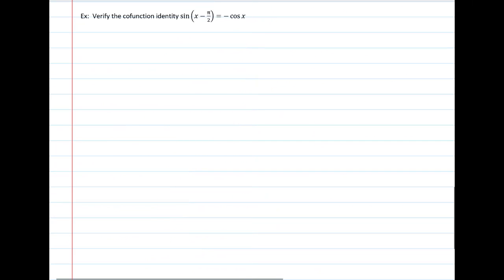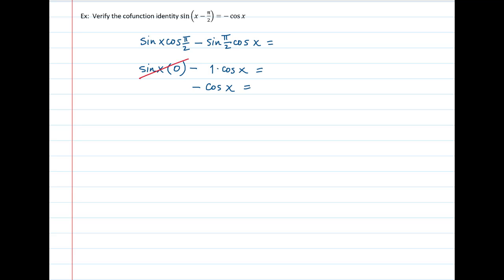All right, here's another example where we're asked to verify. Remember, we've done verification of identities before. And now that we have new identities, we can use them to verify this cofunction identity. Now we already know, or have seen, this cofunction identity before, and we know this one to be true. Okay, so we're going to use our identity for the sine of a sum, and you just split it up here. Okay, notice how cosine of pi halves is 0, that goes away with the sine x, and we end up with the negative cosine x, which verifies what we have on the right side.